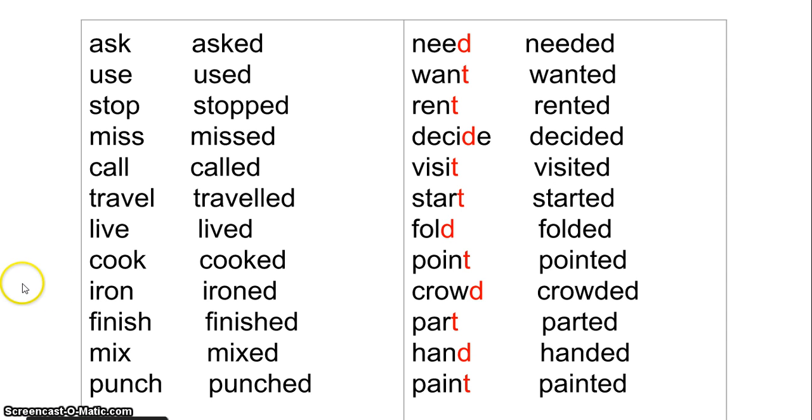Okay, I'm gonna pronounce the verbs on this side, and I want you to listen carefully, and I want you to notice that there's really not that much difference between the base form on this side and the past tense form on the right hand side. You'll hear a little t or d, but not too much else, so listen carefully.